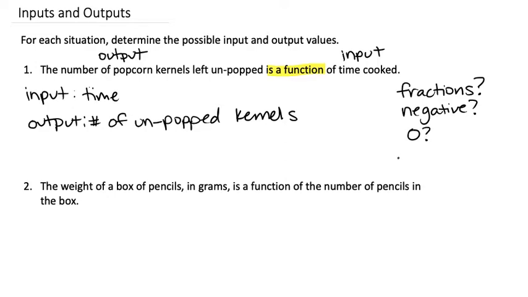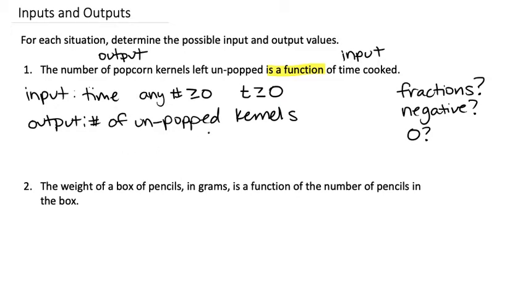So looking at our input, which is time, we could have a fraction or a decimal for time. So it could be something like 5.5 seconds. We could not have a negative value for time cooked. That wouldn't make sense. It could be 0 because if the popcorn has not been cooking at all, if time is 0, then all of the popcorn kernels will be unpopped. So for our input value of time, it could be any number greater than or equal to 0. Or we could write that with a variable. If we let t be time, then t is greater than or equal to 0.